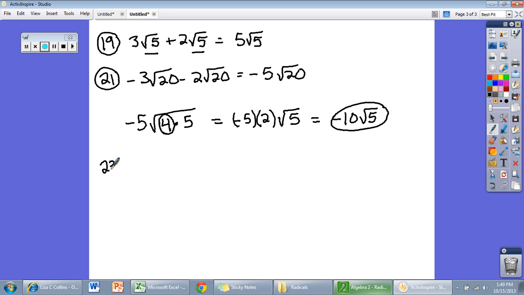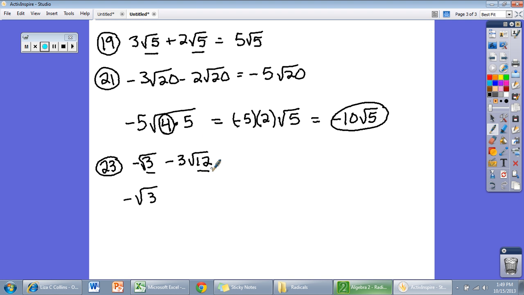Alright, the last problem I'm going to walk you through is problem number 23. Okay, it's the opposite of the square root of 3, or -1 times the square root of 3 minus 3 times the square root of 12. We cannot do this operation without having like numbers under the radical. This one is simplified as far as it can go, but this one is not.